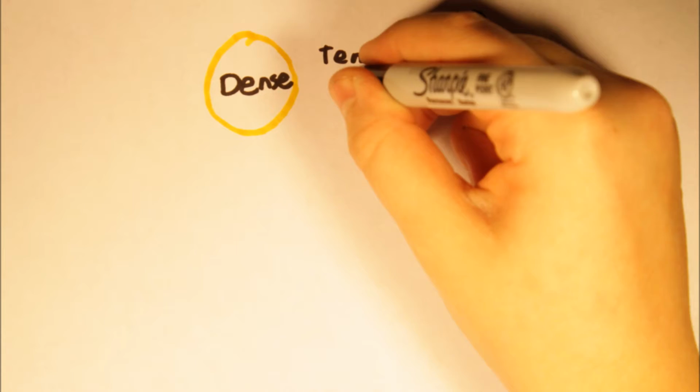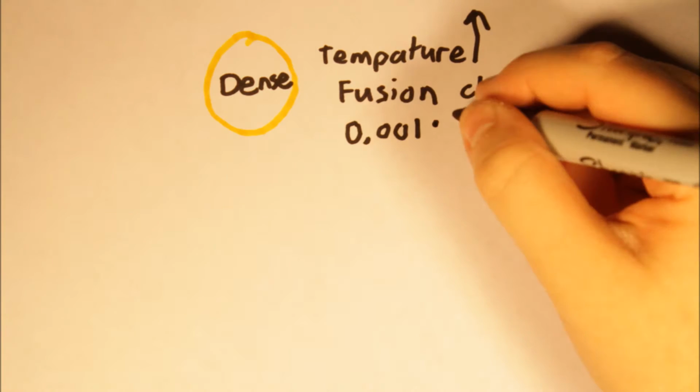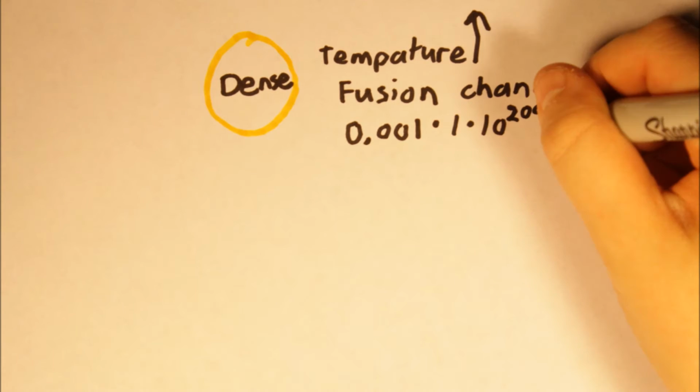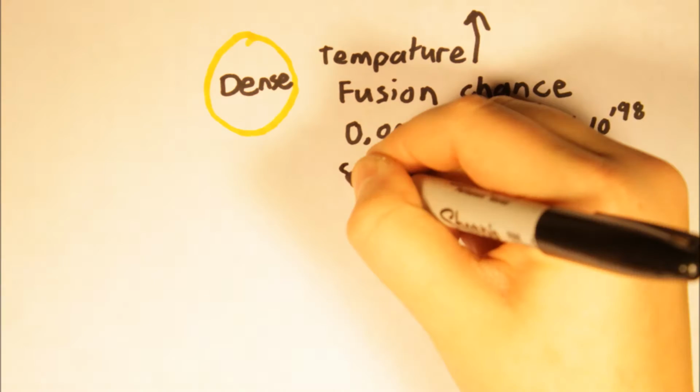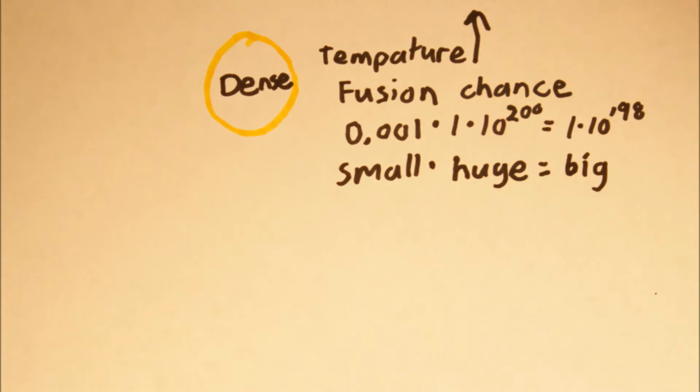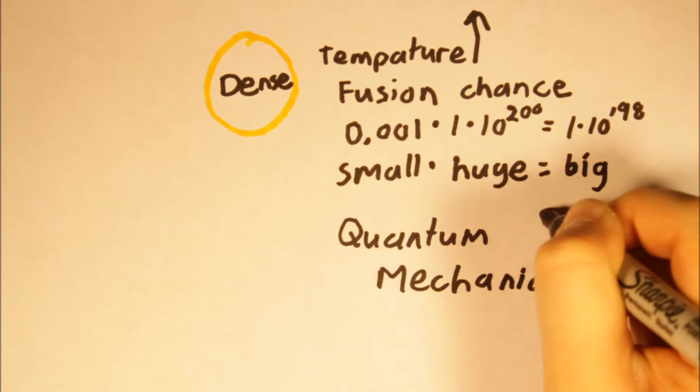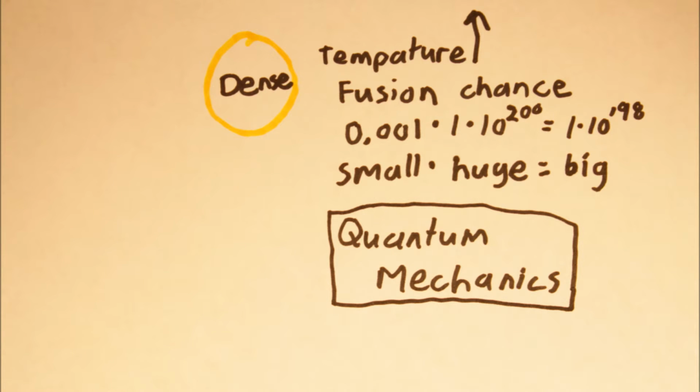Fusion is dependent on the temperature of the core, which is dependent on the density. If there is a small enough chance that fusion will occur, even though it's not hot enough that it should occur, and there are enough hydrogen atoms, then there is a good chance that it will occur. This is because small objects obey quantum mechanics, which I will talk more about in a future video.